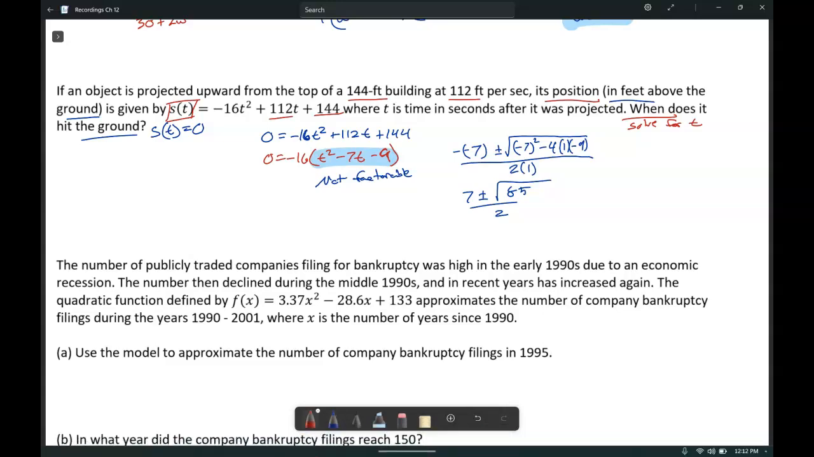Now, because these are irrational solutions, we're going to need to round our value. This is exact, but we need to get a rounded value. So we're going to go ahead and evaluate both of these equations and see which one makes the most sense. 7 plus the square root of 85 divided by 2 is approximately 8.1, while if we subtract the square root of 85, we get approximately negative 1.1. Again, we can't have negative time, so we're going to consider only the positive answer.